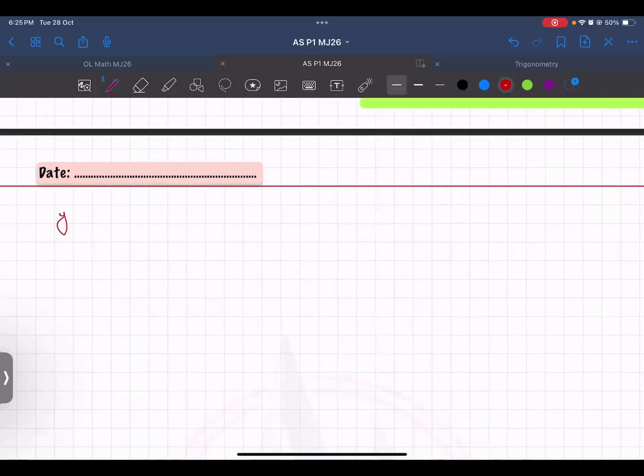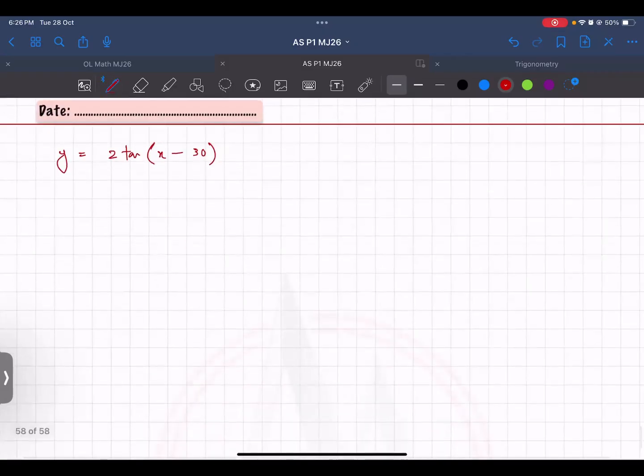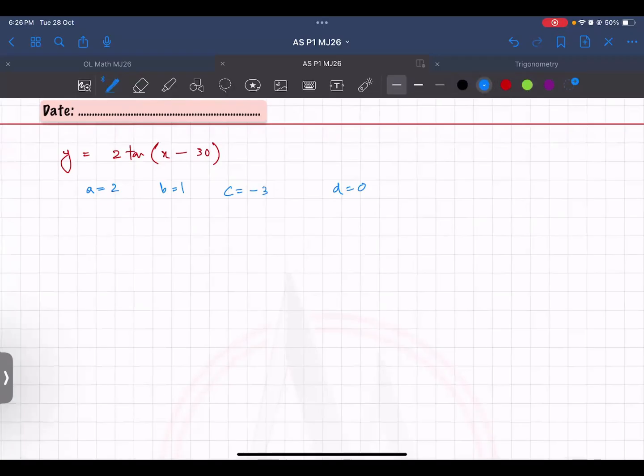If it is y is equals to 2 sin x minus 30. Okay. Now there's something being added inside. So now you can see your a is 2, your b is 1, the coefficient of x, your c is minus 30, and your d is 0. Nothing is being added outside.